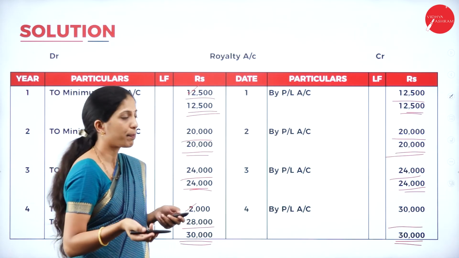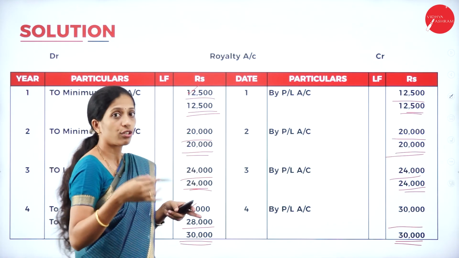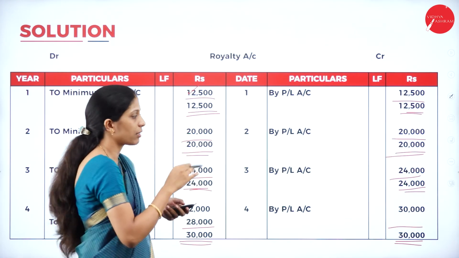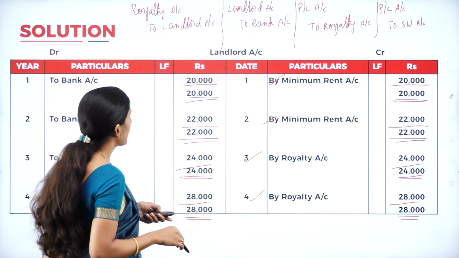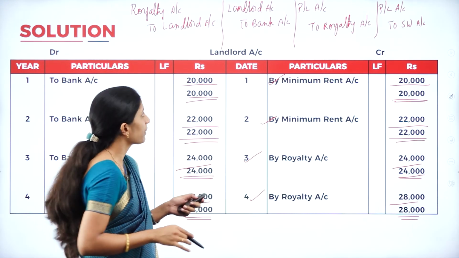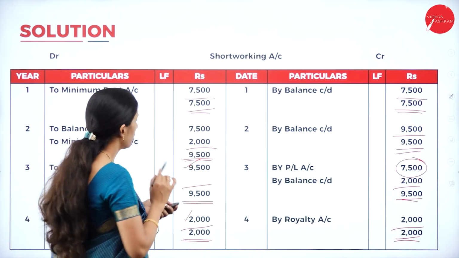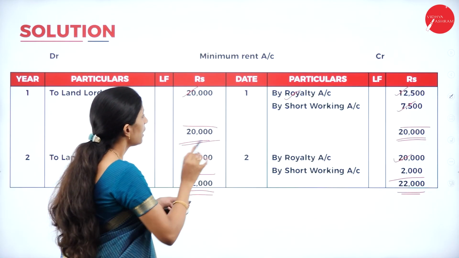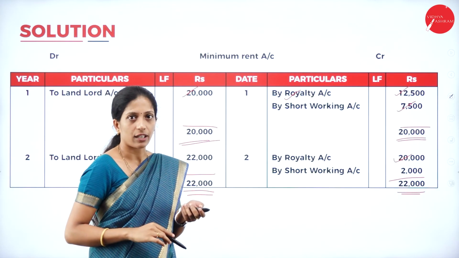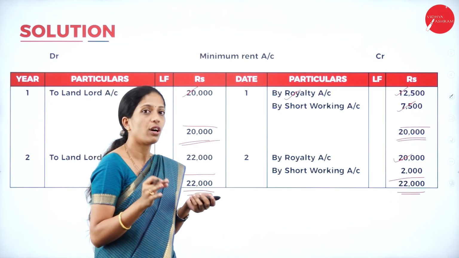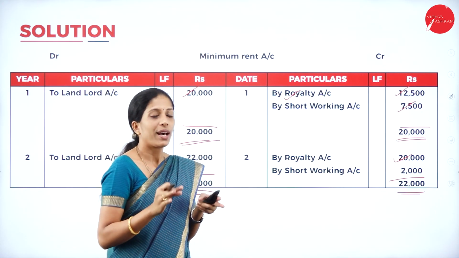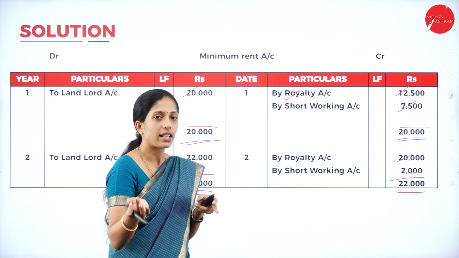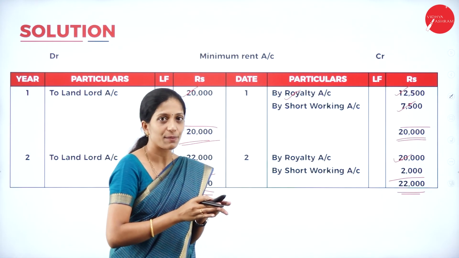The actual royalty transferred to profit and loss account is 30,000. So, we are done with landlord account completely. We are done with royalty account. We are done with short workings account. Next, we are done with minimum rent account, because minimum rent was only for 2 years, where minimum rent is greater than royalty. So, always we had paid this minimum rent.